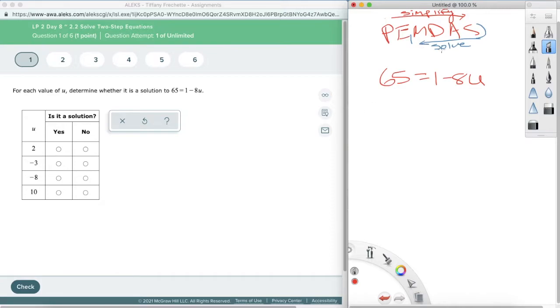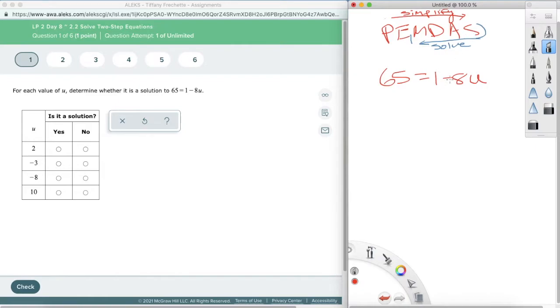Multiply or divide. I do have multiplication here, but I can't actually multiply 8 and u because remember, u is a placeholder for a number. Instead of it just being like a blank space, like, I wonder what that is, we gave it a name. We said, okay, you will be u right now, just so that you're holding my place there. And then I do have addition and subtraction here.